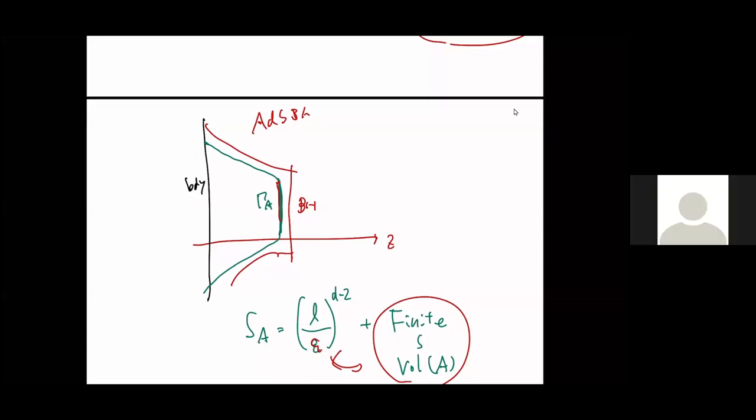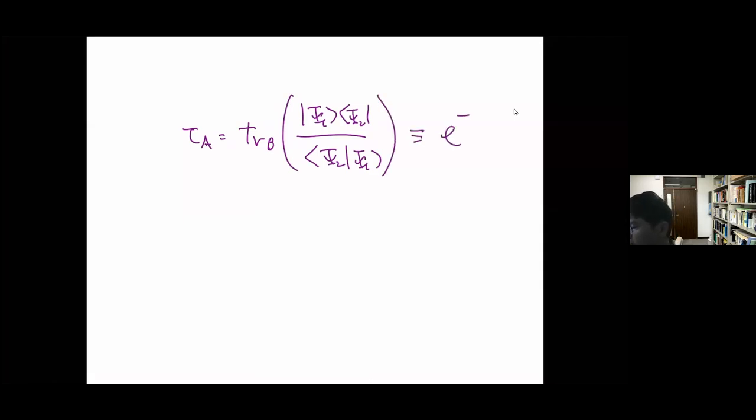Could you comment, is there any corresponding pseudo modular Hamiltonian picture for the pseudo entropy? Yeah, you can define some analog of the modular Hamiltonian. We have tau A equal to trace over B of psi one, psi two, psi one, psi one. This is the definition of the transition matrix, but we can define the exponential of some analog modular Hamiltonian. But this is not Hermitian, right?